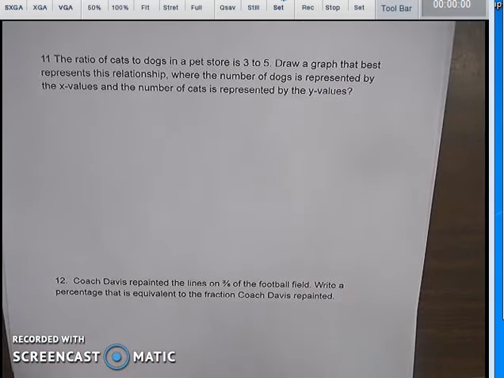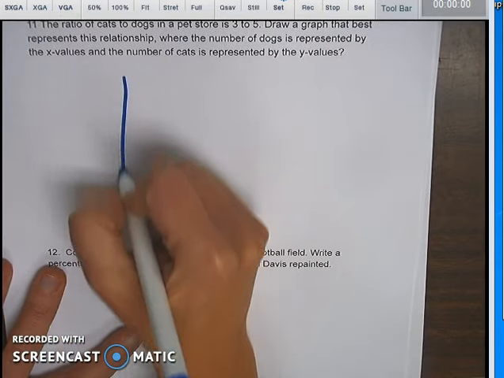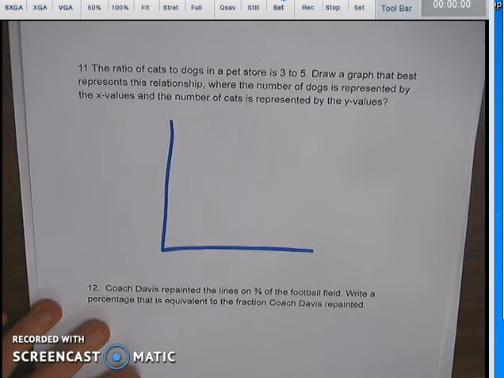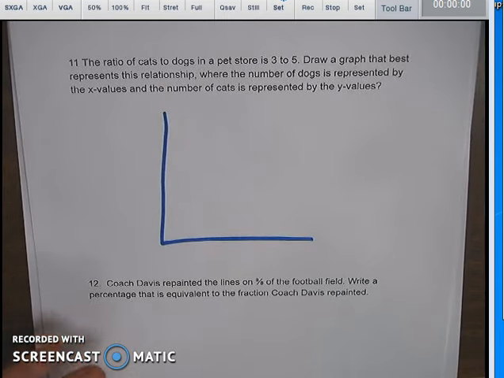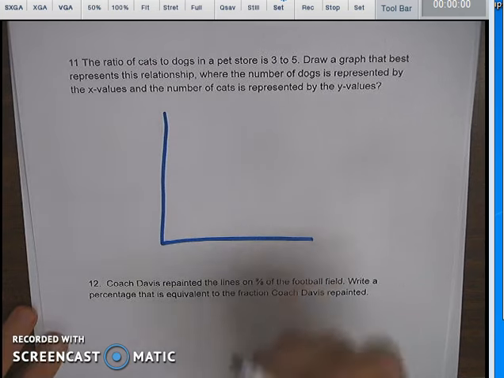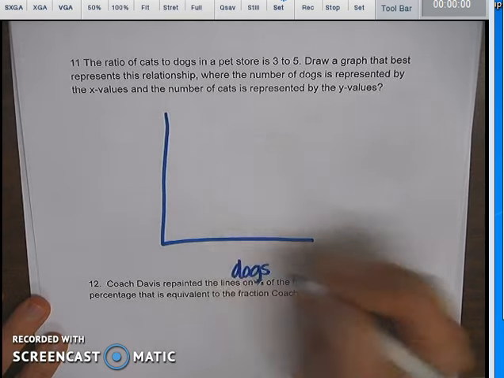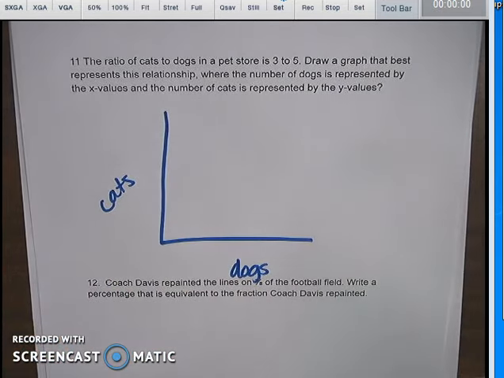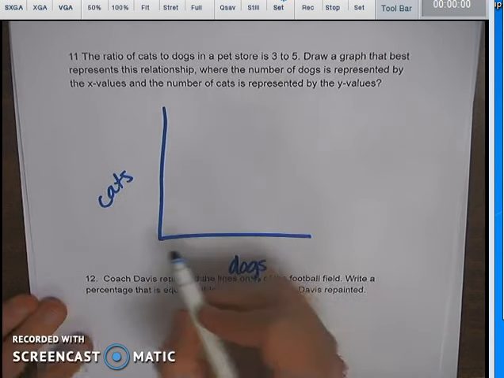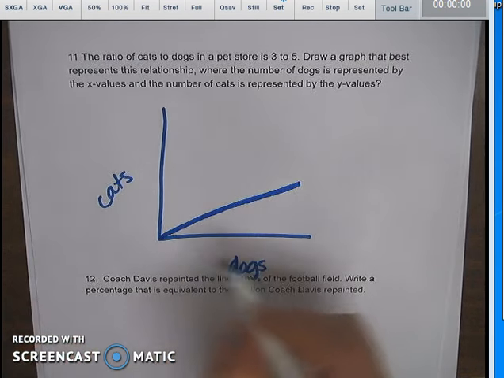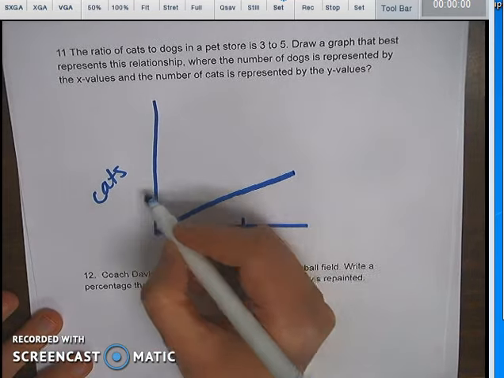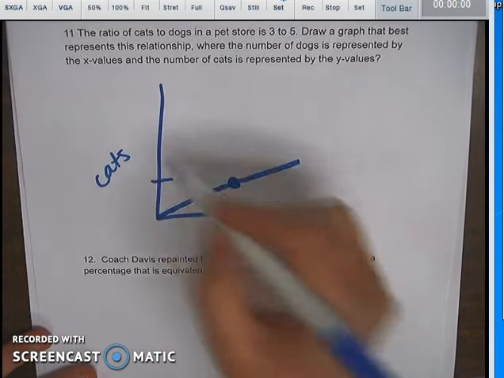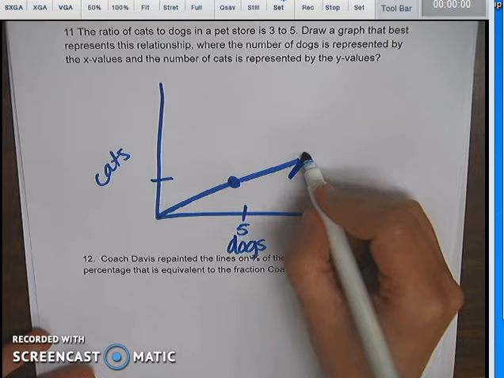This one's kind of hard. You're going to draw a thing on your paper. You're just going to have to match it. Just pay attention. It says this is dogs, and then this is cats. But that's not the way it's given to you, so you're going to have to pay attention. The graph's going to look like this. You're going to go over 5, up 3. Your graph should never go backwards. It's going to have to be going like this.